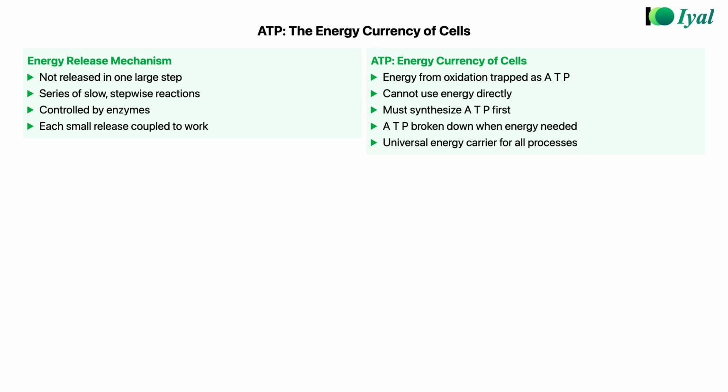The energy from food oxidation, it is not used directly by cells. No. First, it is captured and stored in ATP. Think of ATP like money in a bank. You earn money, you save it in bank. Then when you need to buy something, you take the money from bank and spend it. Same thing. Cell captures energy from food oxidation, stores it in ATP, and whenever energy is needed for muscle contraction, for nerve impulses, for biosynthesis, for anything, ATP is broken and energy is released. This is why ATP is called energy currency. It is like the universal money of the cell.